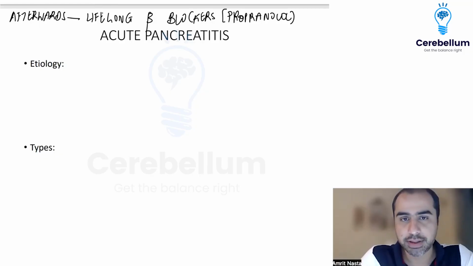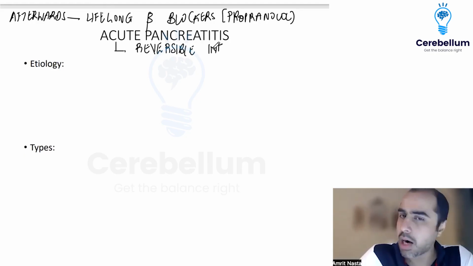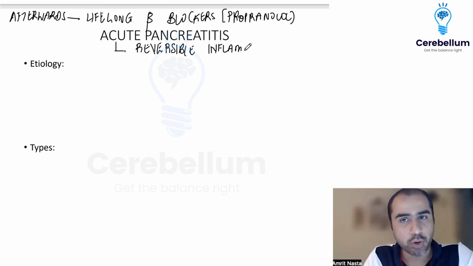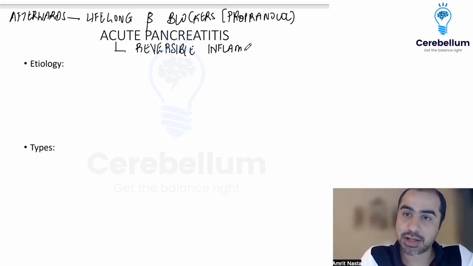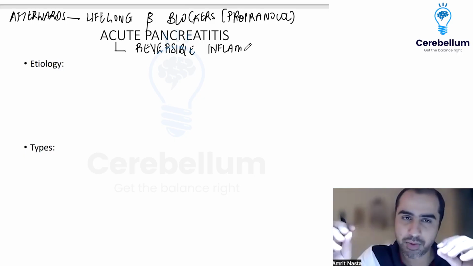So the main difference is, acute pancreatitis is an acute but reversible injury to the pancreas. So the pancreas gets injured, but it's a reversible inflammation. Largely, most of the injury that will happen, the pancreas can eventually go back to a normal state. In chronic pancreatitis, the injury is irreversible. So whatever changes will happen will remain forever.